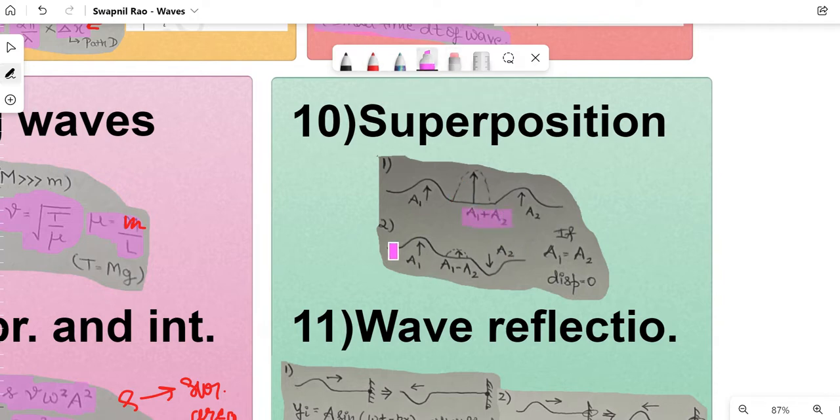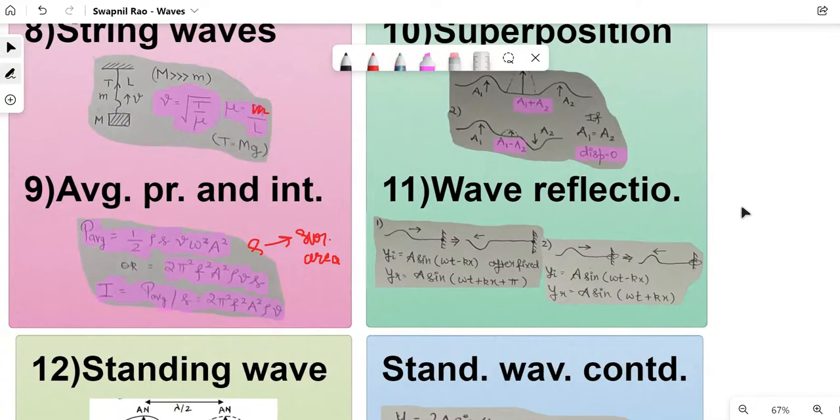And the second formula is, let's say this is one wave going up, and the other wave is coming from down. In this case, when they superimpose, they'll cancel each other and it will be a small wave. This is a large wave, this will be a small wave, and that will be A1 minus A2 or A2 minus A1. It depends on which is large or small. And let's say if A1 is equal to A2, then obviously when they superimpose, they'll get cancelled and the displacement would be equal to 0. So that is an obvious fact, because A1 minus A2 is equal to 0.